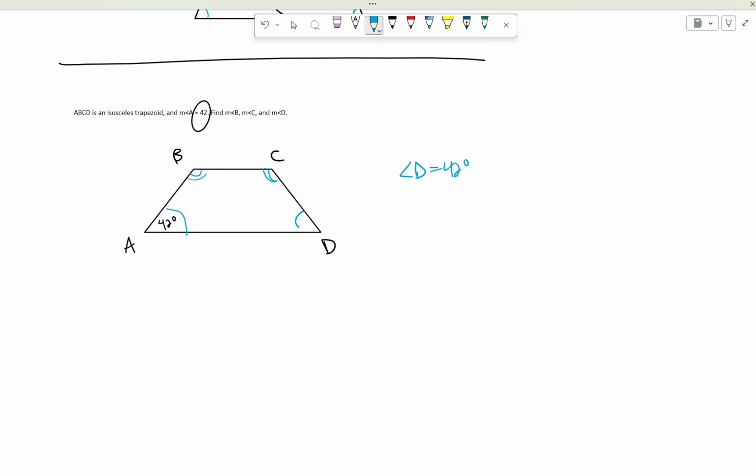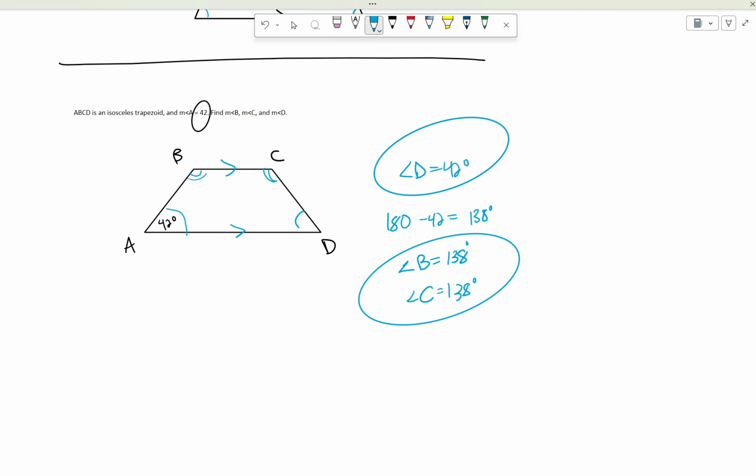And then remember, if these are parallel, what I have here is a parallel cut by a transversal, meaning that angles A and B are consecutive interiors. So I can just say that since these consecutive interiors are supplementary, I can back that out from 180 and get 138 degrees, which means the measure of angle B is equal to 138. And hey, remember B and C are the same, so angle C also has to be 138 degrees. So pretty straightforward. Circle my answers.